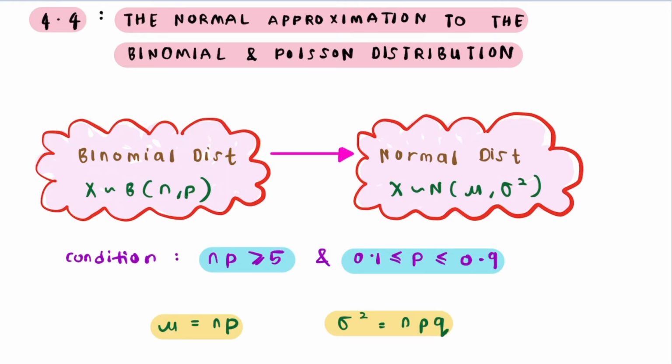So how to use normal? You must have the mean and also the variance value. So how to find the mean? Mean for binomial is np and variance for binomial is npq. So you will use these two formulas to have the parameters for the normal distribution.